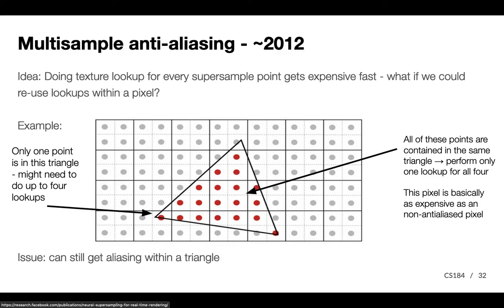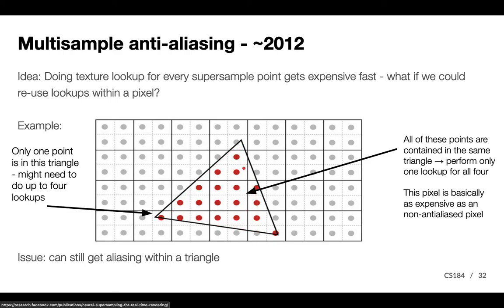And the idea here was basically, doing a texture lookup for every supersample point gets expensive super fast, right? Especially if we're supersampling 3 by 3, 4 by 4. It's a lot of points per pixel. And so the question is, what if we could reuse lookups within the pixel, right? And so this example shows how this would work. The idea here is that if we look at this pixel right here and this set of four supersample points, they're all contained inside the same triangle, right? Each of these four is all within this triangle.